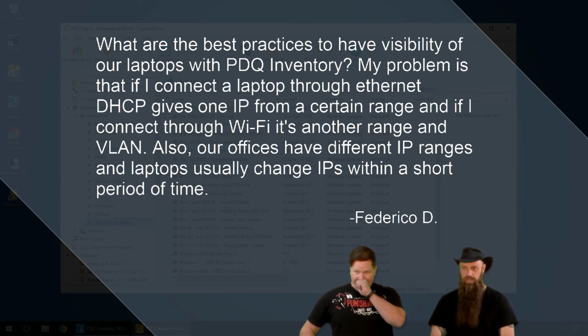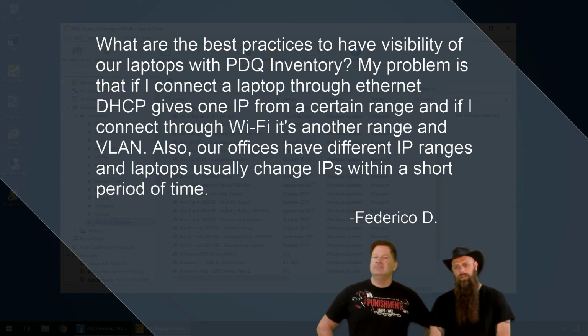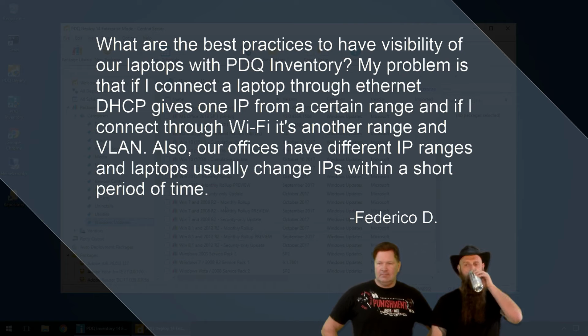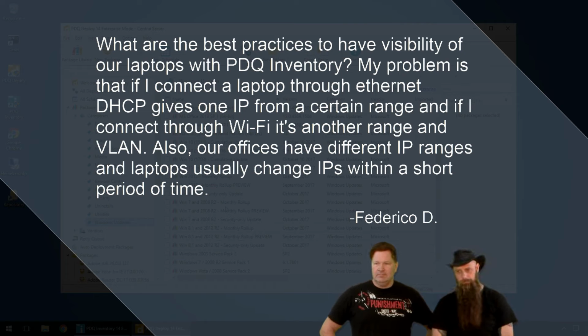Queridos Shane y Lex, what are the best practices to have visibility of our laptops with PDQ Inventory? My problem is that if I connect a laptop through Ethernet, DHCP gives one IP from a certain range, and if I connect through Wi-Fi, it's another range and VLAN. Also, our offices have different IP ranges, and laptops usually change IPs within a short period of time. Thank you, Federico D.